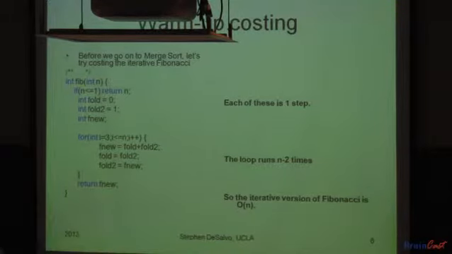Again, you can make this precise. You can say the first line takes 3 operations, the second line takes 2 operations, the next line takes 7 operations, but it all gets washed away in the big O.